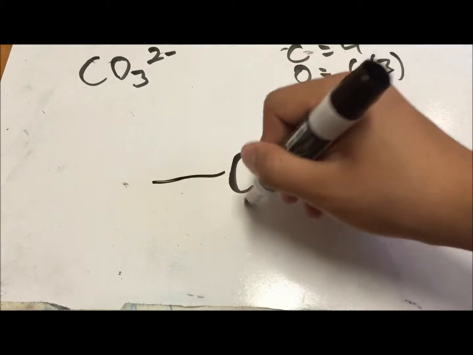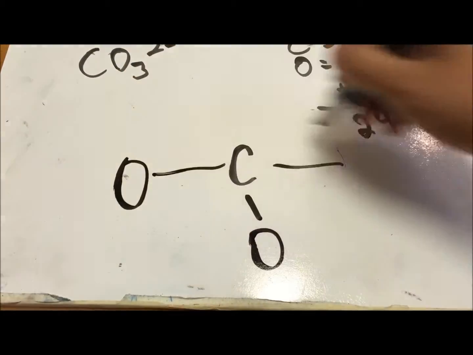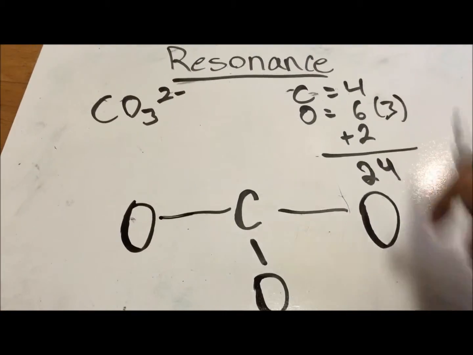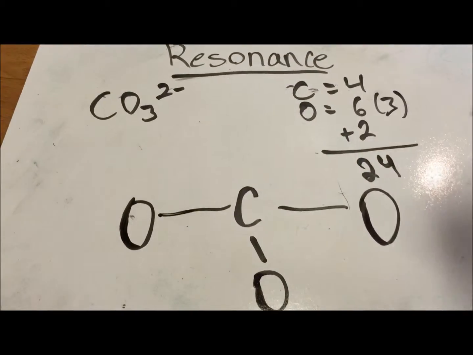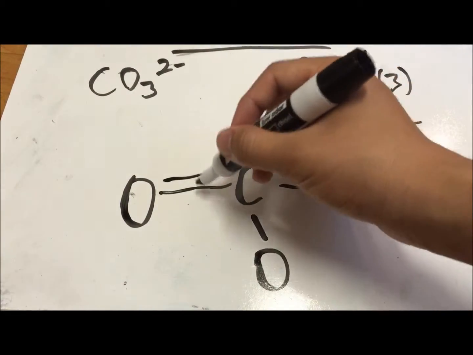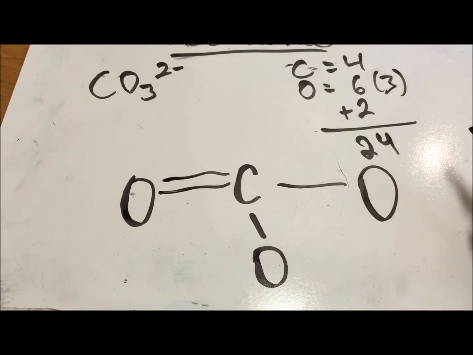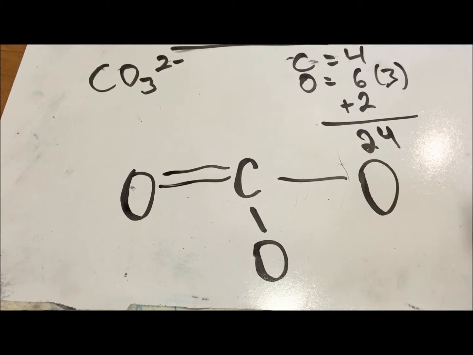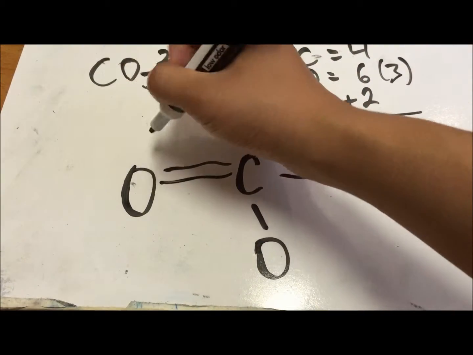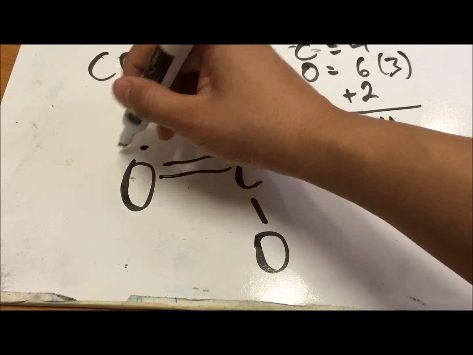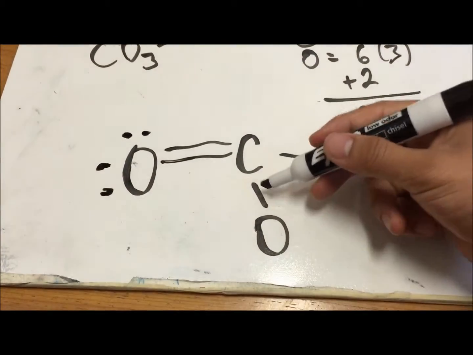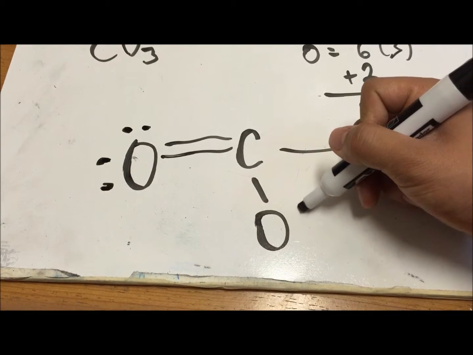Next, we're going to do single bonds to each of the oxygens. Now, since the carbon does not complete its octet yet, we're going to add another bond, and we're going to bond this with the oxygen. Now, it completes its octet, 2, 4, 6, 8. However, that doesn't complete the total amount of valence electrons we have. And also, the oxygens do not complete their octet. So, we're going to add the electrons to the rest of the oxygens.